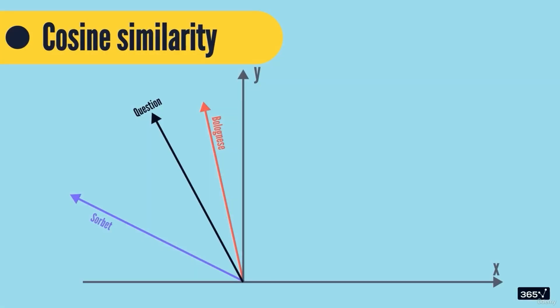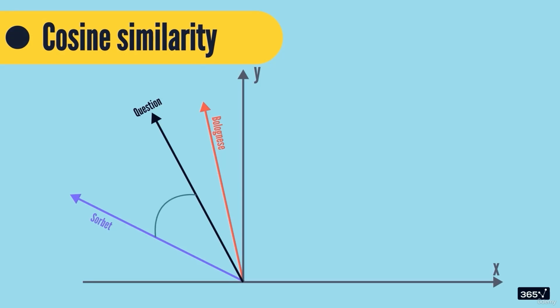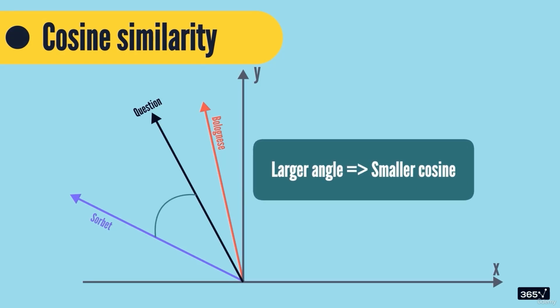Returning to our example, the vector representations of two semantically close chunks will subtend a smaller angle, resulting in a high cosine value. The more distant two words are, the larger the angle between them, and the smaller the cosine value.